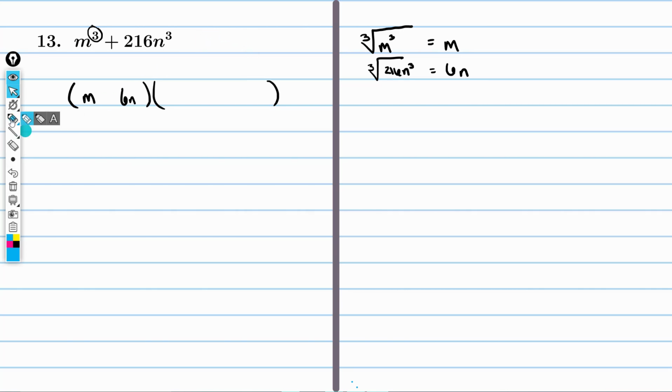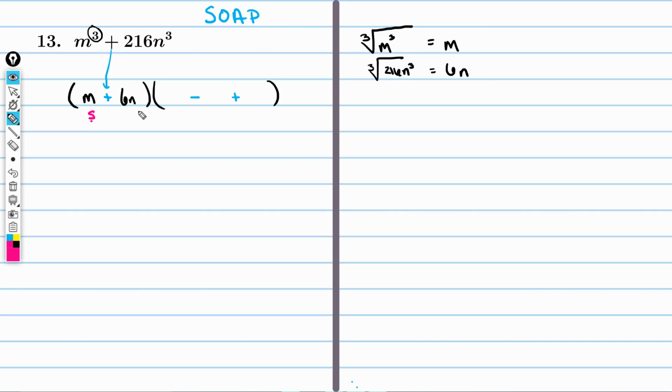So I'm going to go into my parentheses, and I'm going to fill in the signs using SOAP. Same, opposite, always positive. So remember, same was this one. So now, let's fill in the second parenthesis.